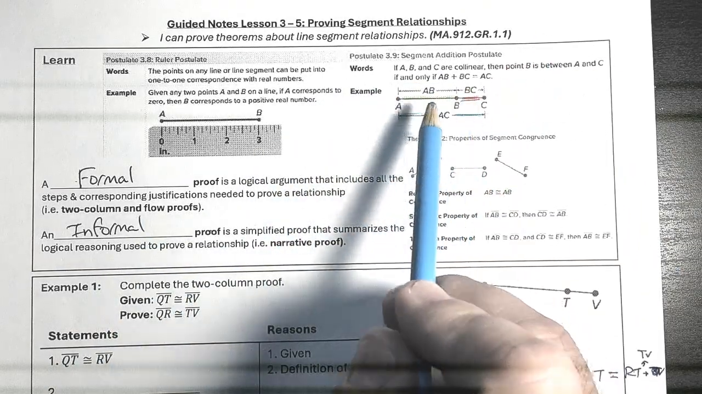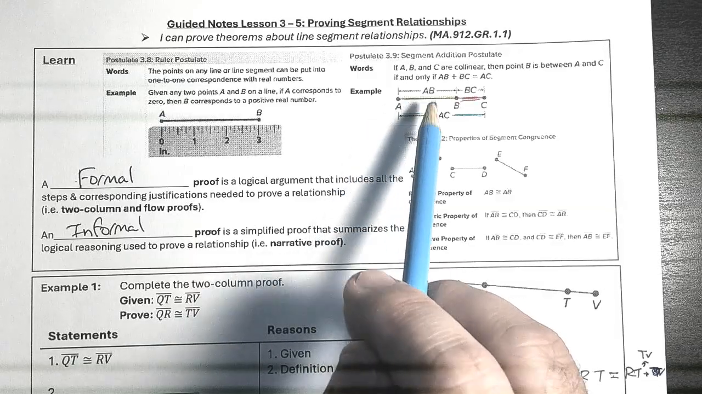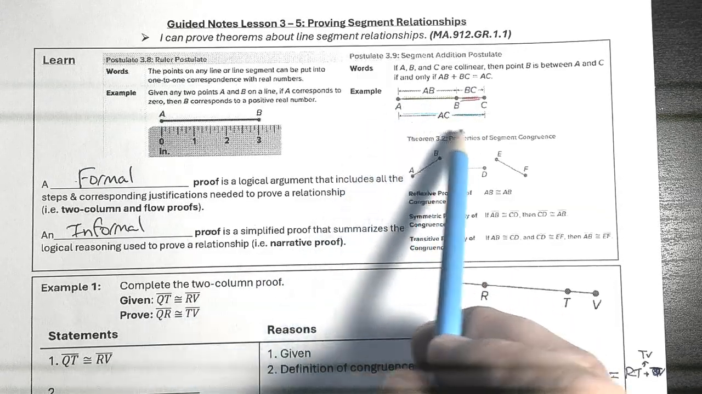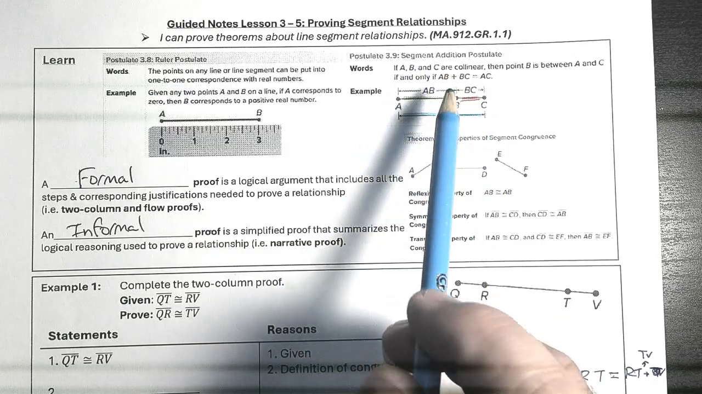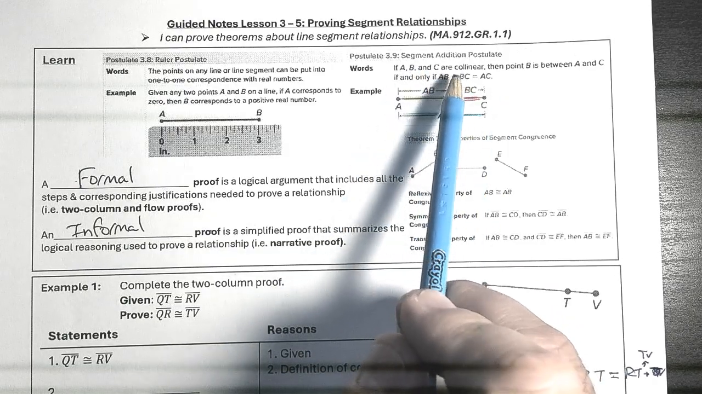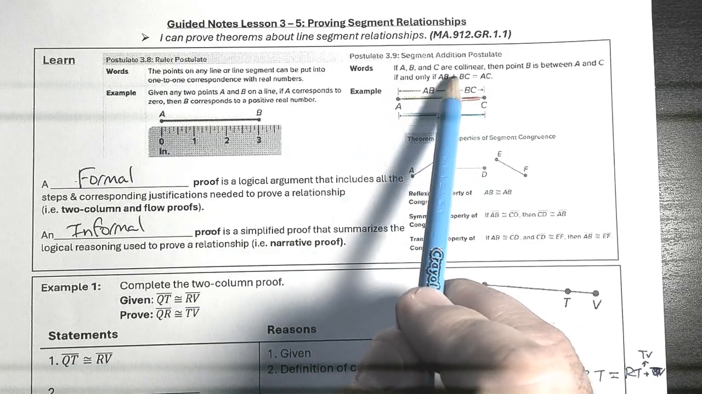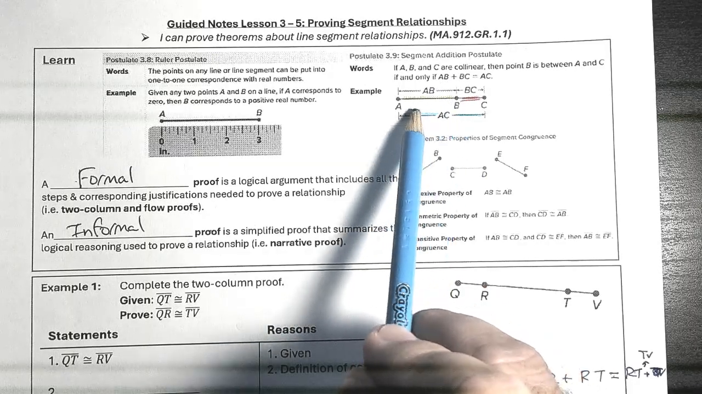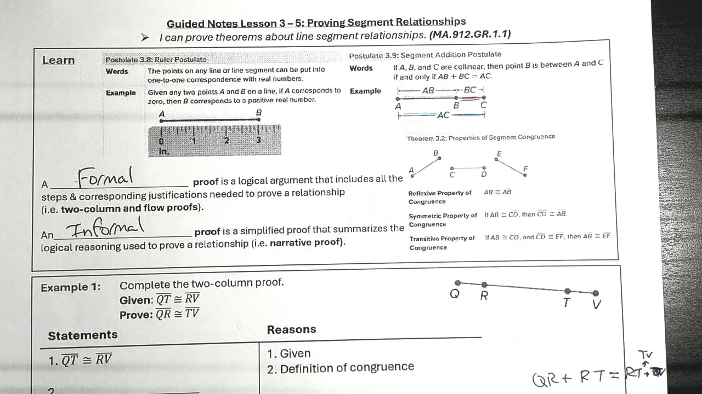And when it's a line segment like this, so segment AB plus segment BC equals segment AC, it's always segment addition. And remember, B here is in the middle, so in AB and BC, your B's are facing each other. Well, that's because B is the point in between these two. Not the midpoint, but a point in the middle.